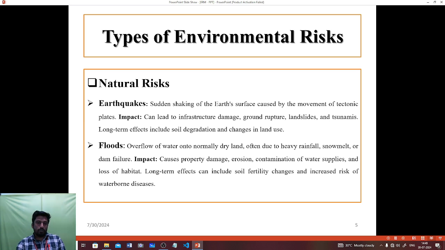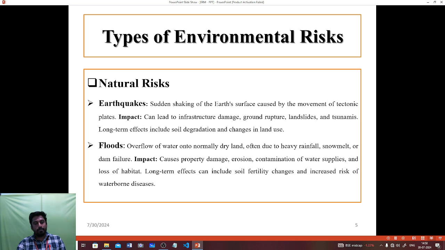From the earthquake, the impact includes damage to infrastructure, ground rupture, landslides and tsunami. From the sudden shaking of earthquakes, infrastructure damage, ground ruptures and landslides occur. The long-term effects include soil degradation and changes in land use, so we cannot use the land for any further uses or cultivation. That is the earthquake, a natural risk.